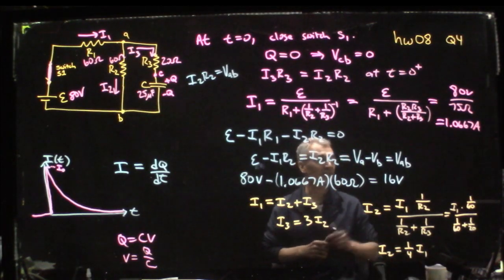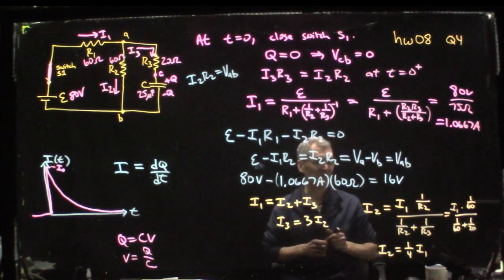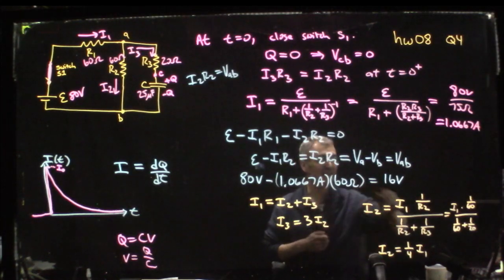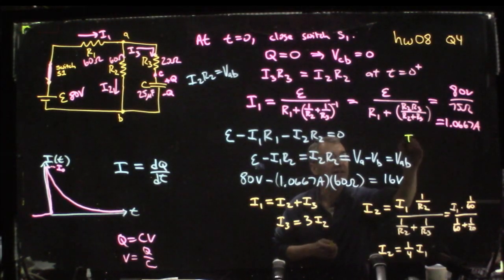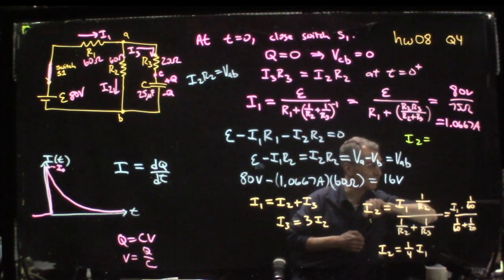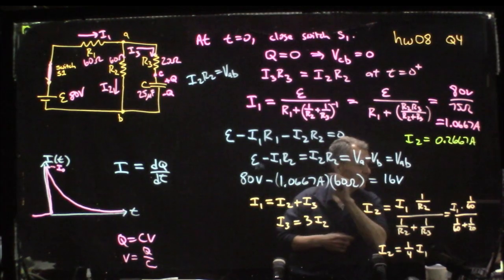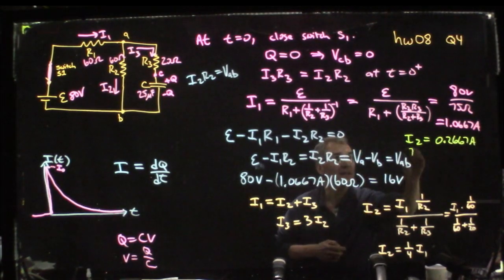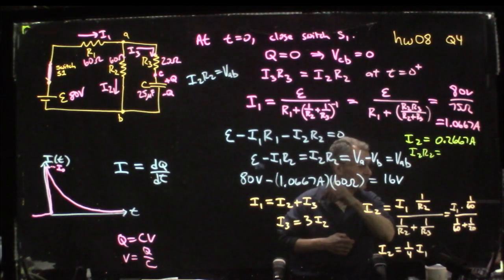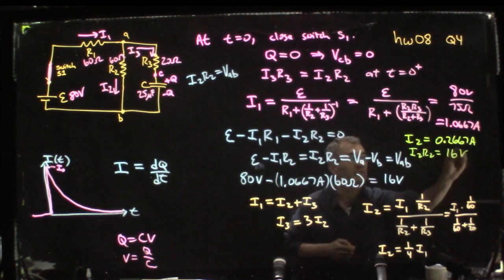Okay, I couldn't resist checking. This does indeed work out to 1/4 of I1. So then that means I2 is 1/4 of this 1.0667 amps, which is 0.2667 amps. And then I2 R2, so you multiply this now by 60 ohms, and you get 16 volts.